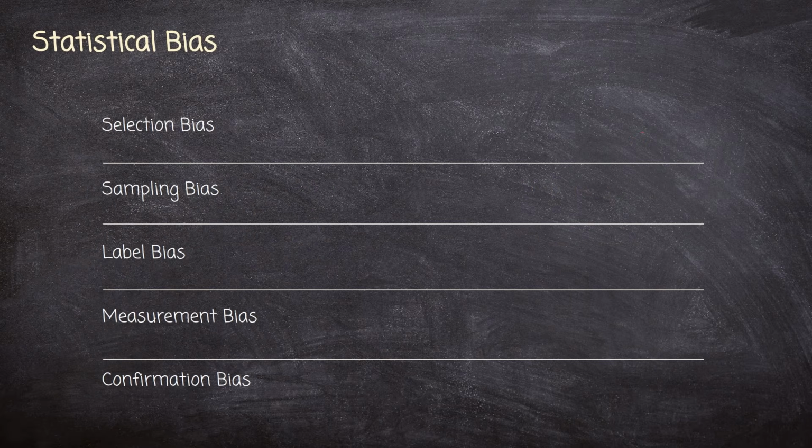So talking about statistical bias, here are what I would consider, and several others consider, the top 5 biggies of machine learning bias: selection bias, sampling bias, label bias, measurement bias, and confirmation bias. I'm going to go through and define each one of these so you know what it is, and then I'm going to give you an example.